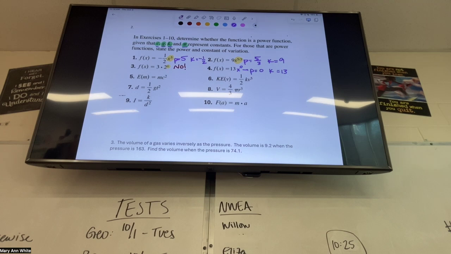Okay. Number 5, remember that before it told us that C is a constant. So C is my constant. It's not the one that's being raised to the power, which makes which number my variable? M's my variable. Is it being raised to a power? This one is being raised to 1. So my power is 1. And then that makes my constant what? C squared.